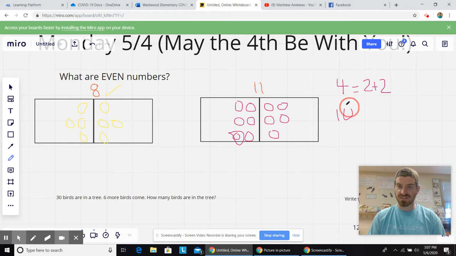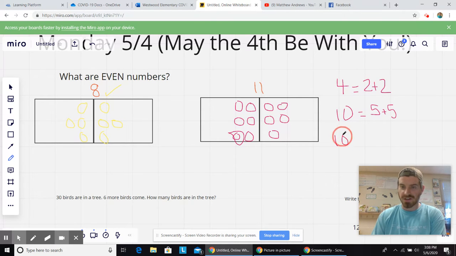Same thing with 10. Whoops, let me back that up. 10 is the sum of 5 plus 5. I can split 10 equally into 2 teams with 5 on each team, which makes 10 even. Even a number as high as 100 is even because it is broken into 50 plus 50, which is a doubles fact.